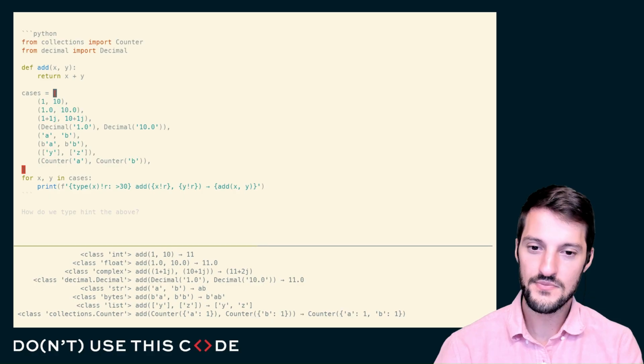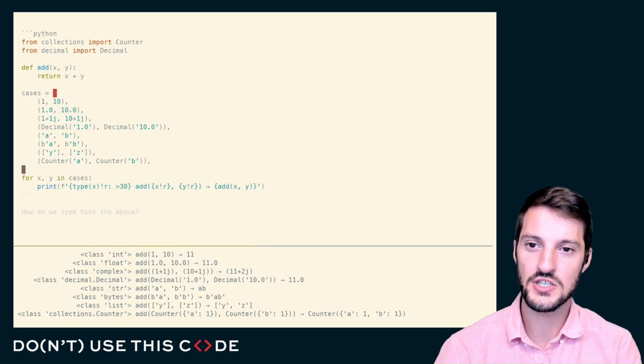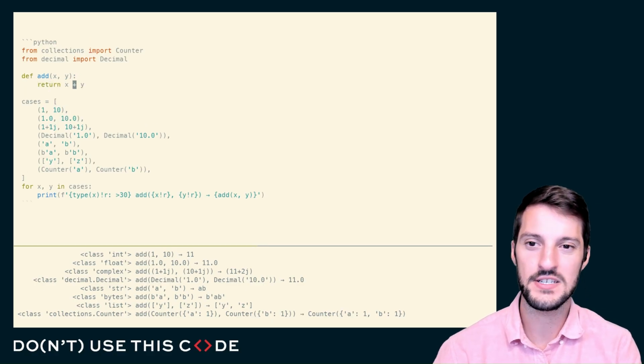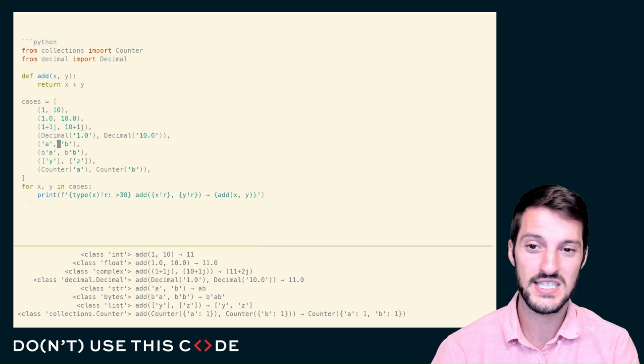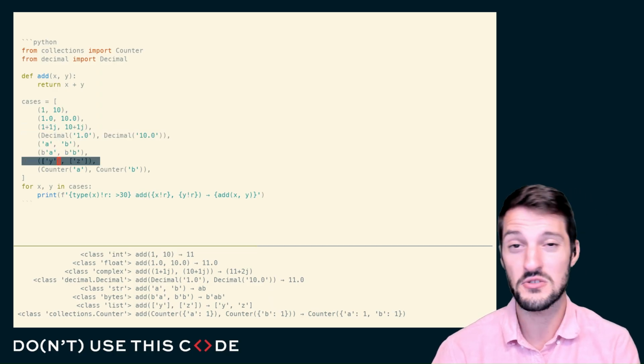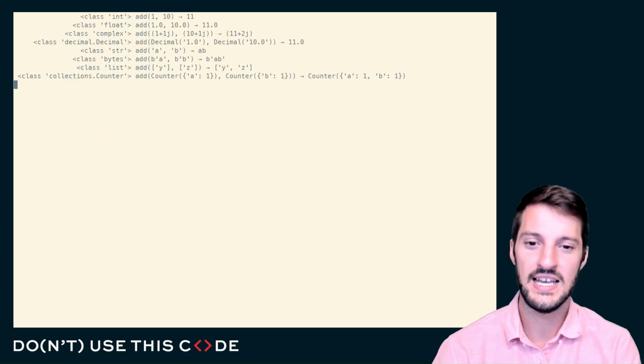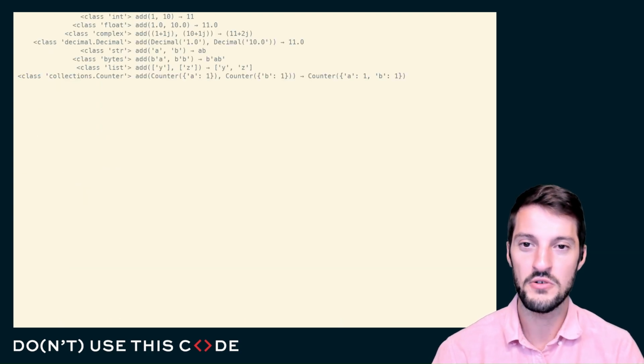And so in this case, I have a function called add. All it does is it returns x plus y. And you can see here, I'm going to be passing two integers into this function, two floats, two complex, two decimals, two strings, two byte strings, two lists, and two counter objects. And in Python, this code just works.